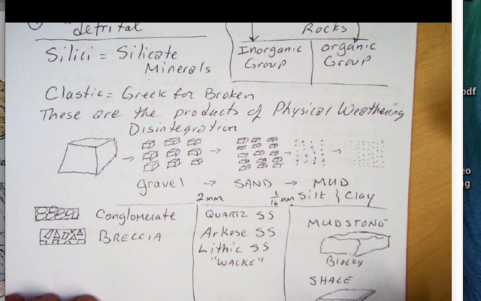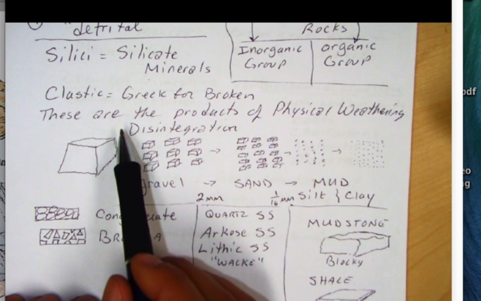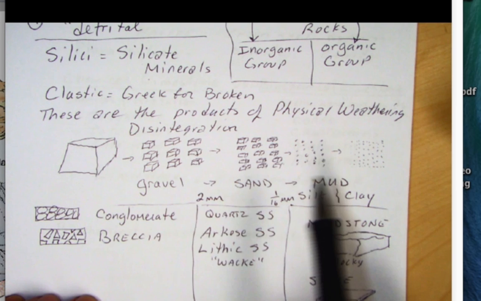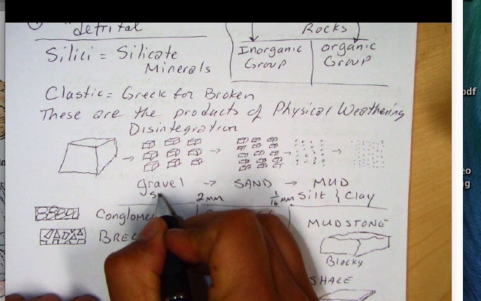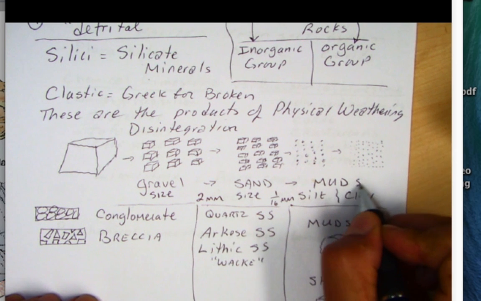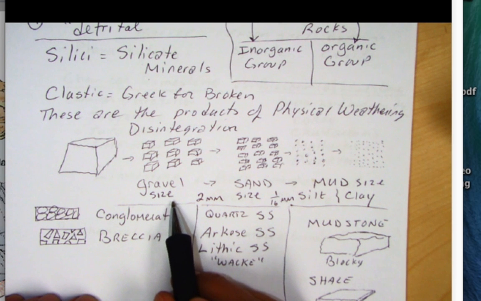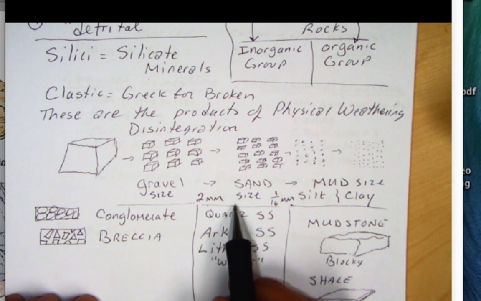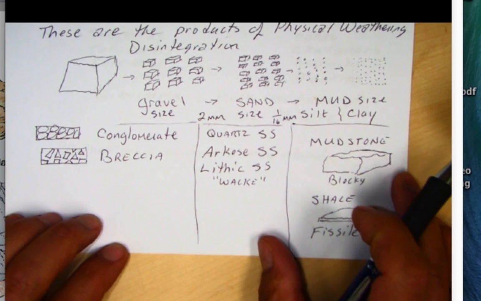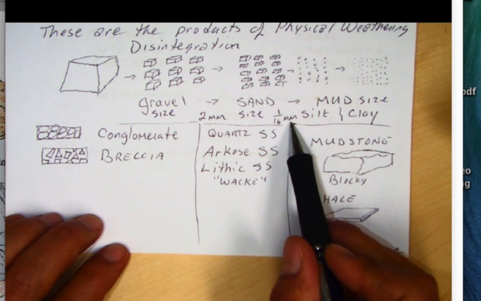For these siliciclastic rocks, the way we distinguish the different types is gravel size, sand size, and mud size. These really should have the word size, because these are size ratings that we use in geology. Gravel size is anything coarser than 2 millimeters, whereas sand is from 2 millimeters to 1/16 of a millimeter. And then mud size is going to be less than 1/16.